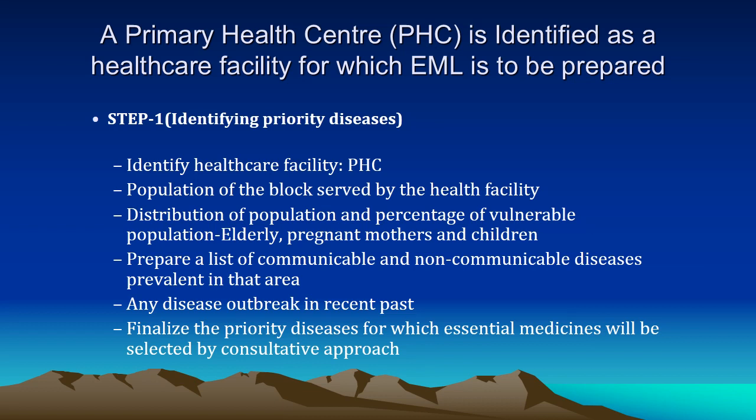And then we will prepare the list of communicable and non-communicable diseases which are prevalent in that area, and we will prioritize the list into most frequently occurring disorders and very uncommonly occurring disorders. We will also note whether any disease outbreaks have occurred in the recent past, and this way we will finalize the priority diseases for which essential medicines are to be selected, and this should be done by a consultative approach, that is, involving the doctors, the nurses, the local authorities and the community.